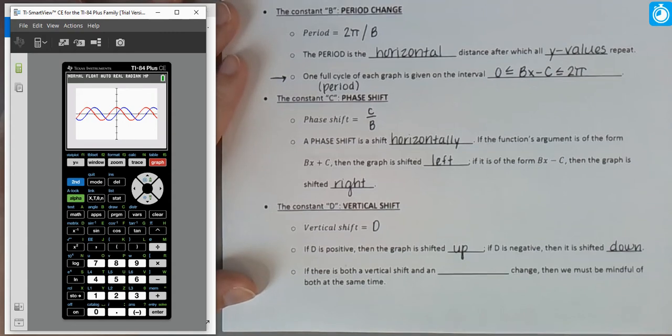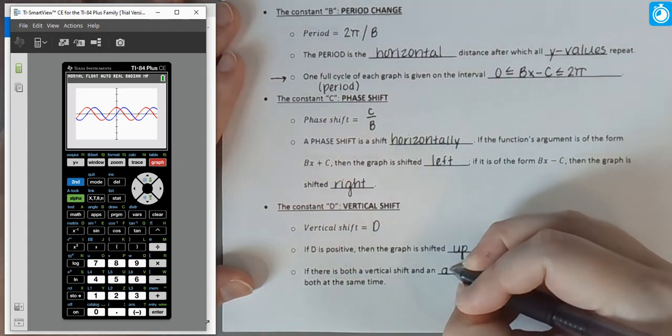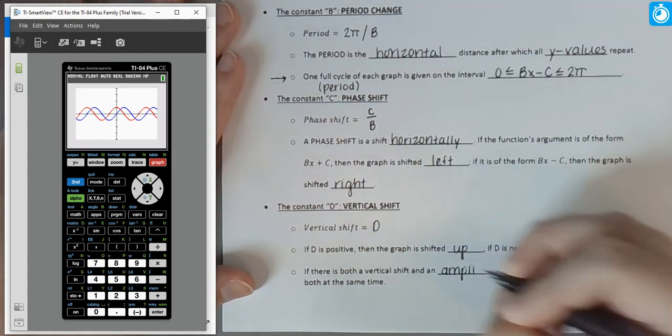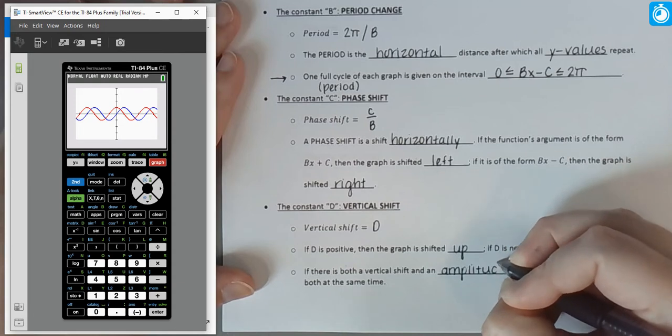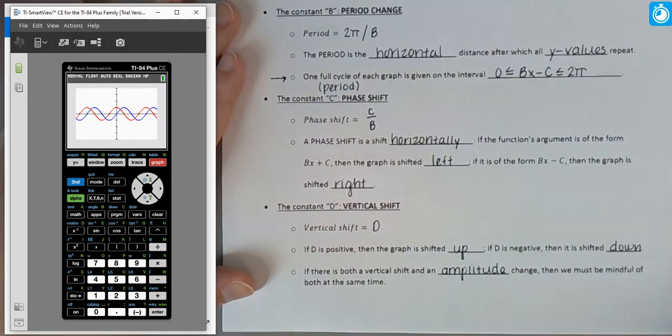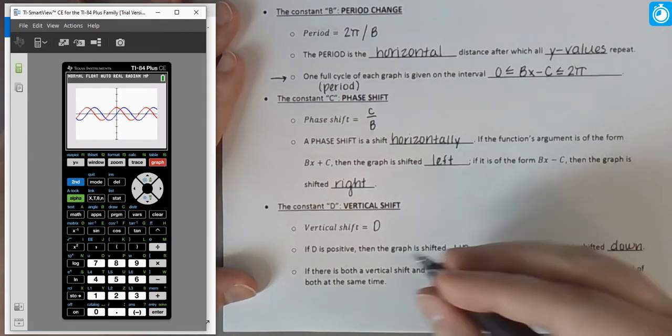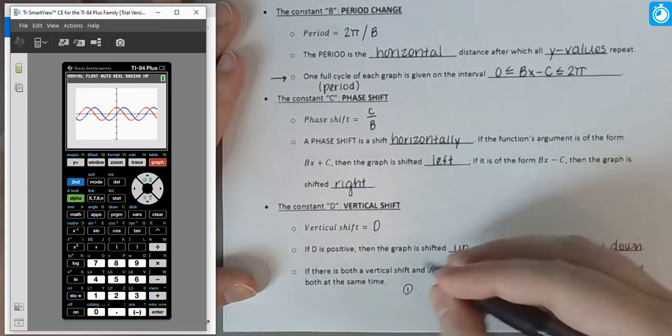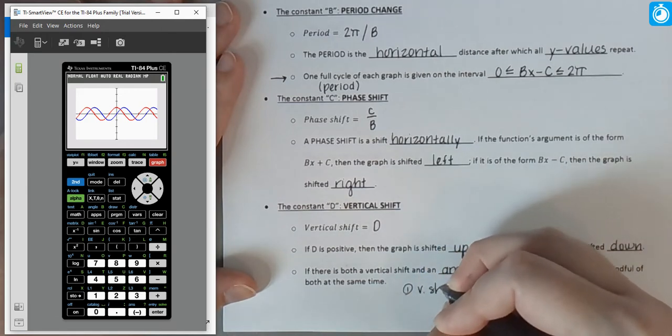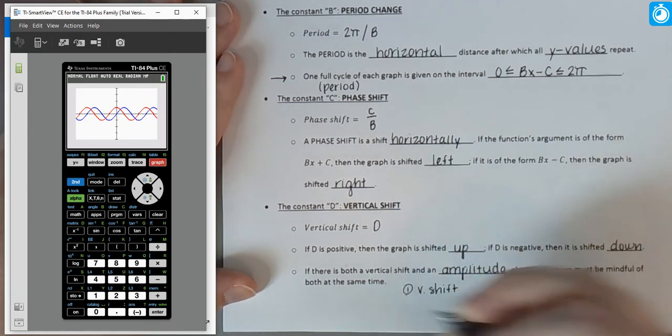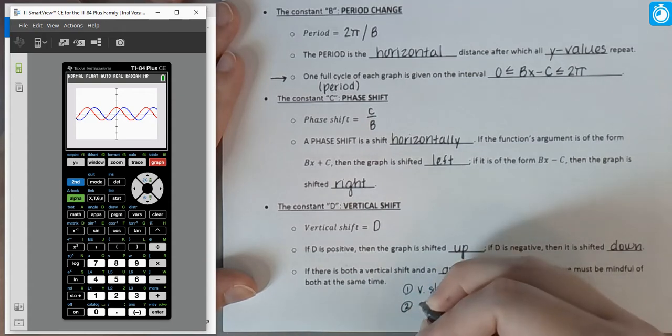other than our trig functions. Now, one thing we do need to keep in mind, if there is both a vertical shift and an amplitude change, we're changing the height of the wave to something other than 1, then we have to be mindful of both at the same time. You have to apply both transformations. My recommendation is do the vertical shift first and then do the amplitude change.